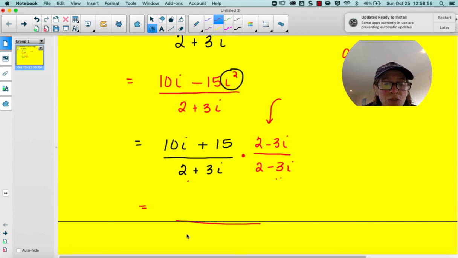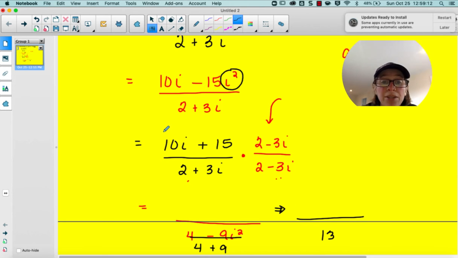So 2 times 2 is 4. 3i times -3i is going to give me -9i squared. I'm going to evaluate i squared, and so this is going to become 4 plus 9. So I know I'm going to have a 13 on the bottom. All right, now the top, I have two binomials, so I have to multiply.